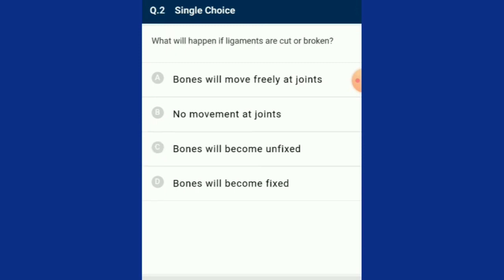Question number 2. What will happen if ligaments are cut or broken? Ligaments are specialized connective tissues that connect bones together. Hence, if they are cut or broken, the bone will become unfixed. They consist mainly of collagen fibers arranged in bundles with fibroblasts present in rows between bundles. So the answer is option C. Bones will become unfixed.